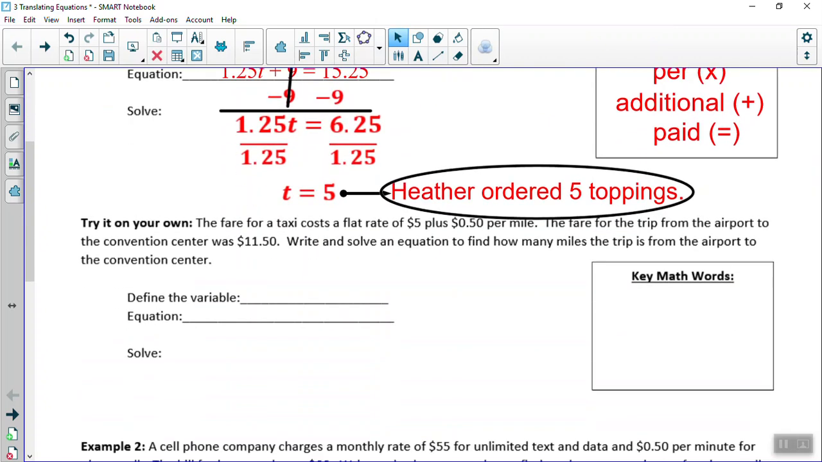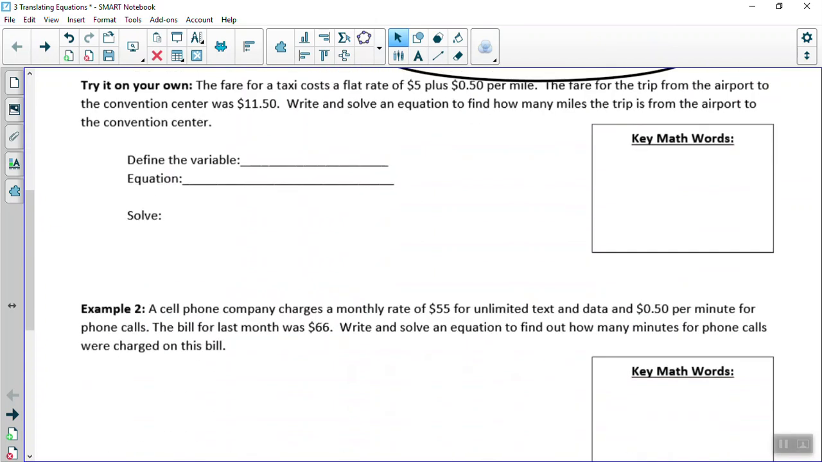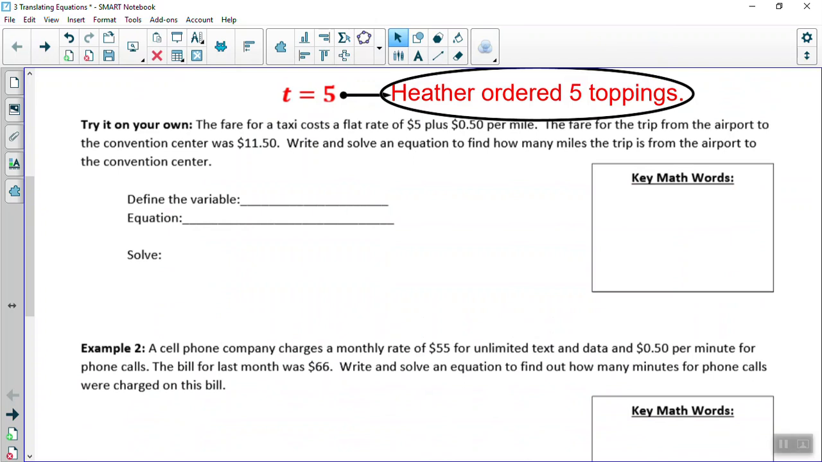Okay, now I want you to try this problem on your own. Read the problem, define your variable, look for those key math words, write your equation, solve, and put your answer in a sentence. Go ahead and pause the video now.